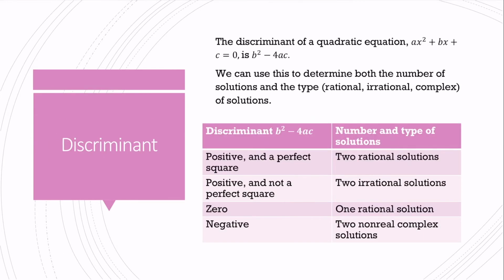The next thing I want us to talk about is the discriminant. So the discriminant of a quadratic equation, ax squared plus bx plus c equals 0, is b squared minus 4ac. That's what's under the square root when we have our quadratic equation. This is the discriminant. And you can use the discriminant to determine the number of solutions and the type of solutions that a polynomial will have.